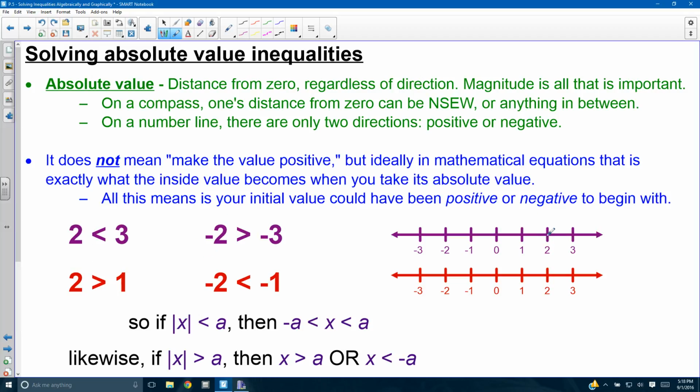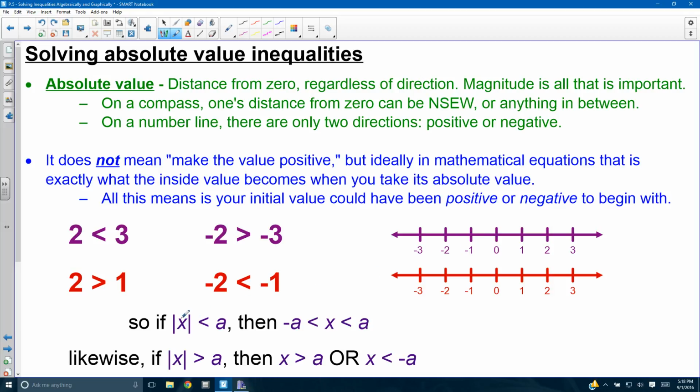Because as you can tell, here's 2, here's 3. 2 is less than 3. But is negative 2 less than negative 3? Absolutely not. So what's going to happen here is when you take the absolute value of a number, you have to remember that it does become the positive version of it as far as comparing values is concerned.